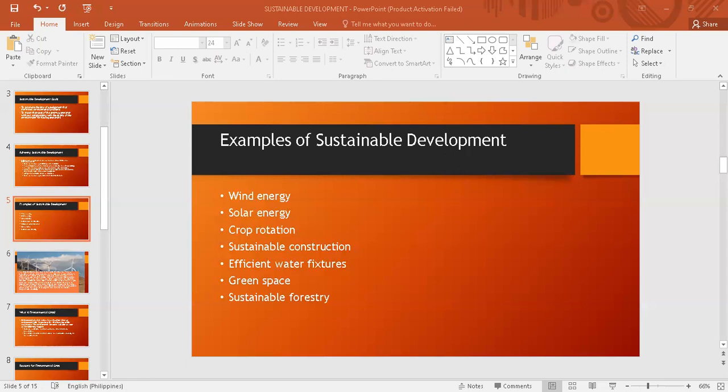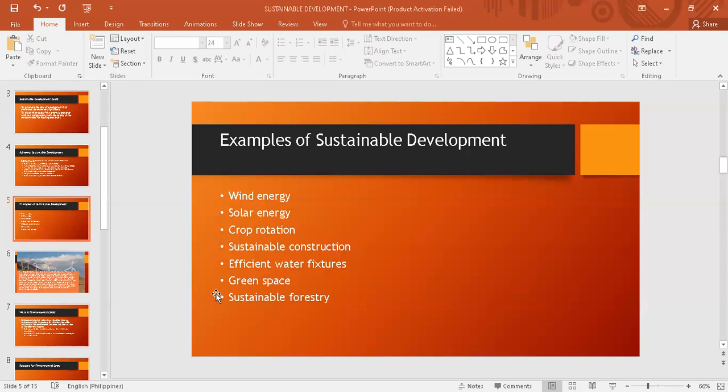Okay? If you want to know more about sustainable construction, punta pa kayo dun sa British Assessment Bureau. Meron pong mga learnings about this sustainable construction. Bakit siya importante at ano yung naidudulot niya sa environment natin.